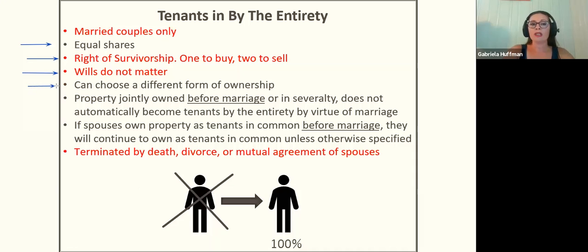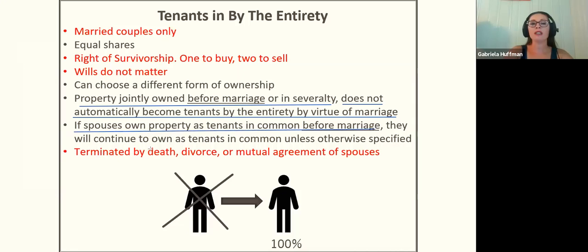Now, your book does go into detail that spouses, married couples can choose a different form of ownership, such as joint tenancy or tenancy in common. Some other trick questions here is, what if the property was jointly owned before marriage or in severalty? Well, it does not automatically become tenants by the entirety by the virtue of marriage. If spouses own property as tenants in common before marriage, they will continue to hold as tenants in common unless they meet with an attorney to change that.